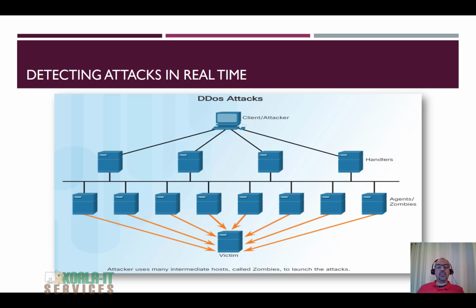DDoS, or distributed denial of service attacks, are one of the biggest attack threats requiring real-time response and detection. DDoS attacks are extremely difficult to defend against because the attacks originate from hundreds or thousands of zombie hosts, and the attacks appear as legitimate traffic, as shown in the figure. For many companies and organizations, regularly occurring DDoS attacks cripple internet servers and network availability. The ability to detect and respond to DDoS attacks in real time is crucial.